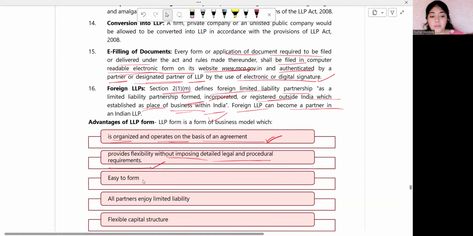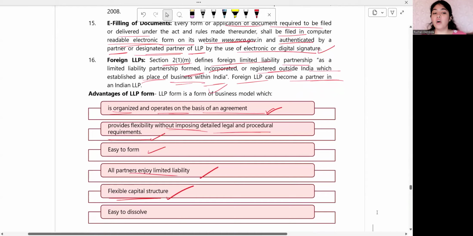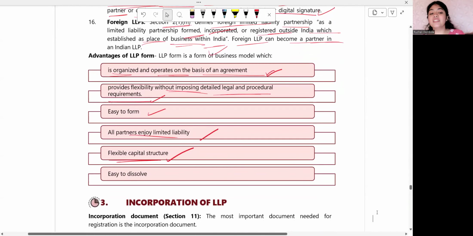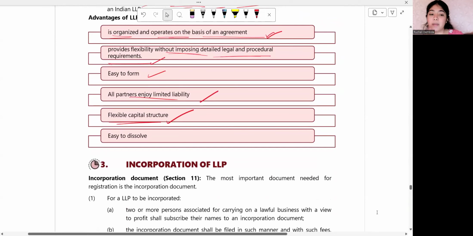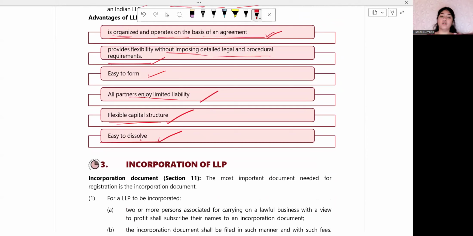It is easy to form. All partners enjoy limited liability. A flexible capital structure is there. You can make any amount fixed as your capital. There is no specific capital restriction on you, because in companies there are capital restrictions: as much as is written in your authorized capital will be the maximum capital you can raise in the entire lifetime. If you want to change, then you have to amend the articles of association. It is very easy to dissolve. You have to take the permission from the courts and get it dissolved.